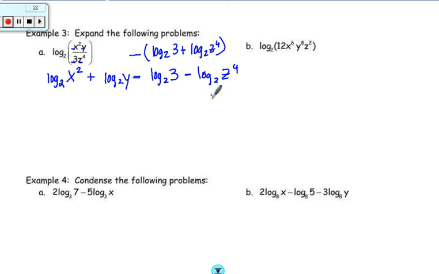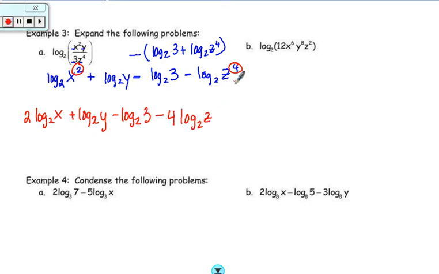okay? So then that final piece to expanding this would be to take your exponents and pull them down in front. So my final answer would be 2 log base 2 of x plus log base 2 of y minus log base 2 of 3 minus 4 log base 2 of z, because those two things had to come in front.